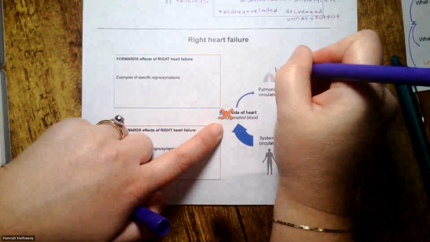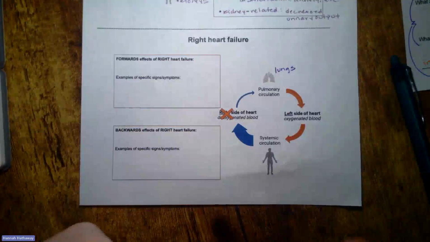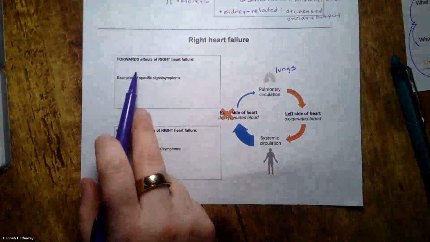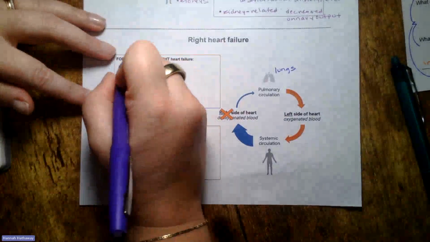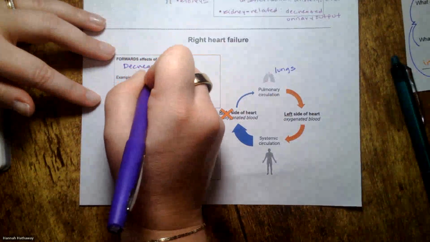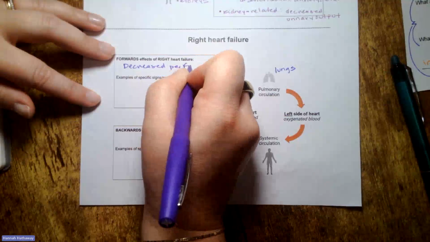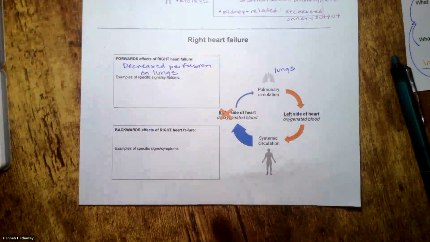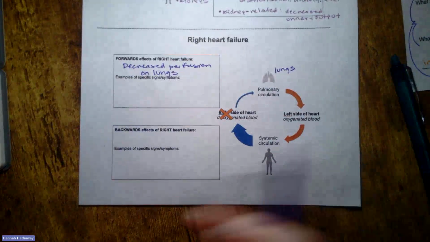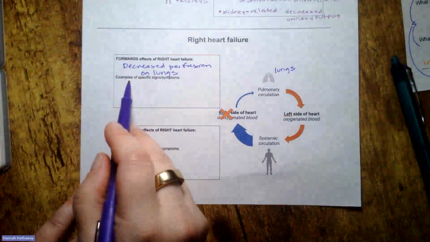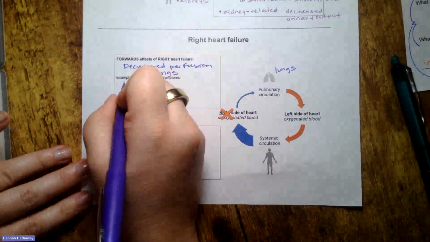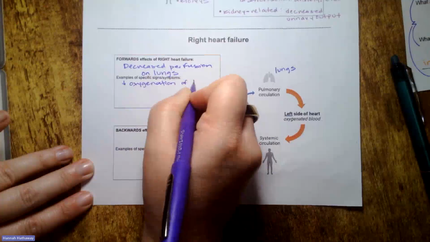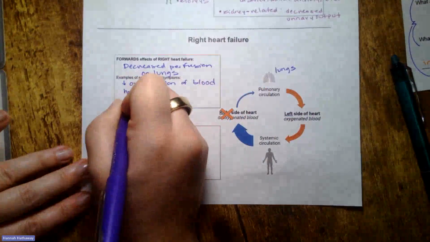So that means that these are going to be the forward effects, right? Because look at this little tiny baby trickle. This is forward. So our forward effects of right heart failure are going to be decreased perfusion, meaning not enough blood, of the lungs. Well, what do the lungs normally do? They help oxygenate the blood. So in other words, all of our specific signs and symptoms here are going to be due to decreased oxygenation of the blood, which is specifically called hypoxemia.